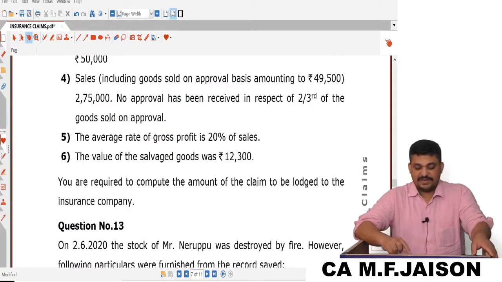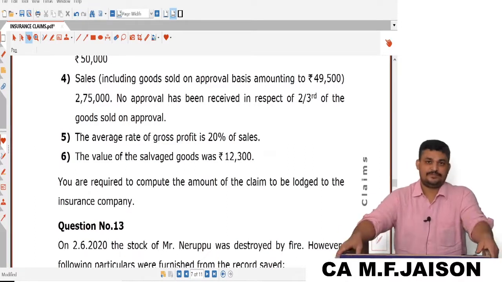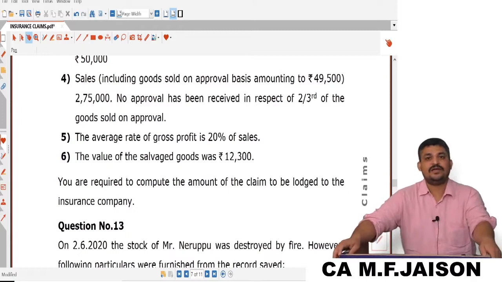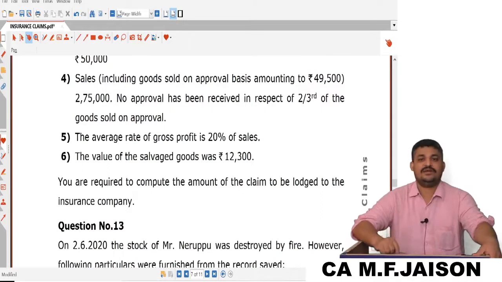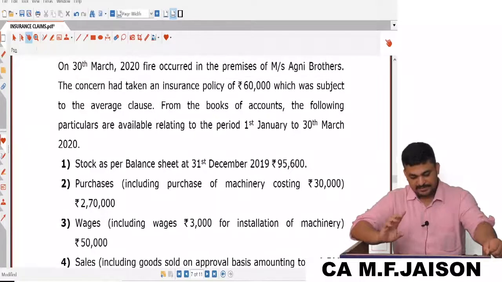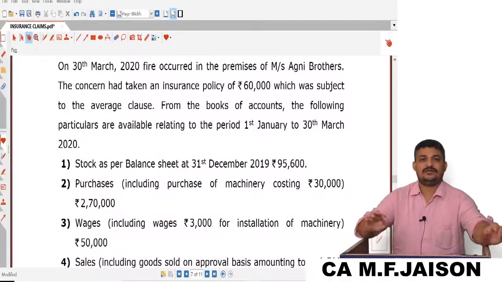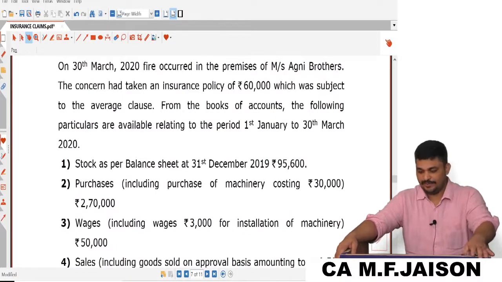They have given the gross profit margin on sales, so there is no step number 1. Directly we will proceed to the memorandum trading account. Then loss of stock. Any salvage value given, and the policy amount is given. So thereby you have stock on the date of fire, loss of stock and claim. This is what we are going to do in this problem.